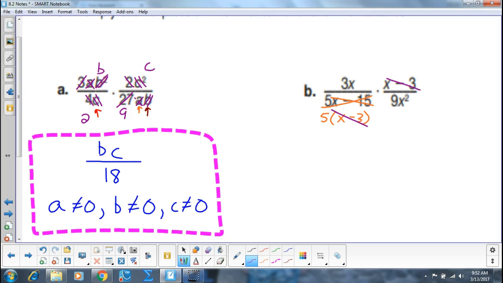3 goes into 9. The x right here takes out 1x there and I'm left with that. Anything else? Okay, so what's left on top? 1. Okay, 1 is left on top. What's left on the bottom? 15x.